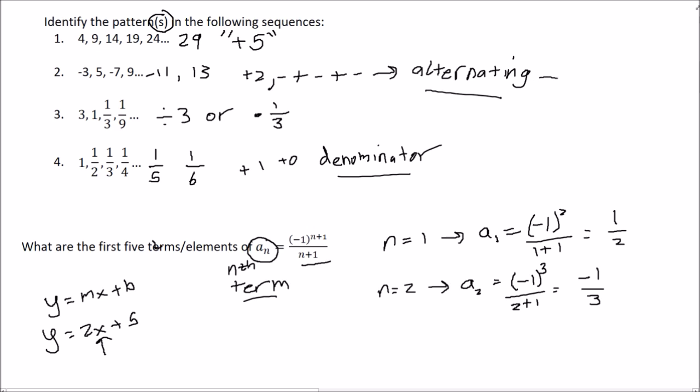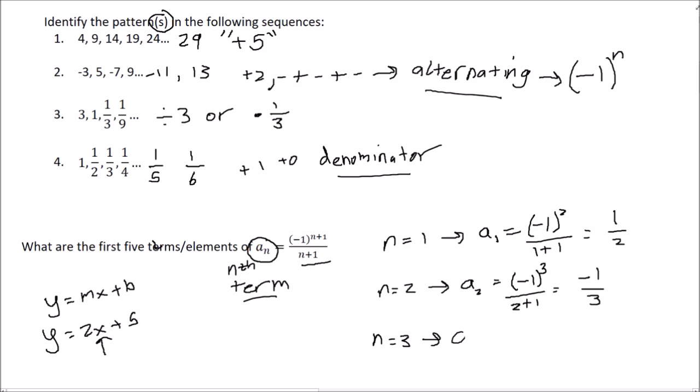So I'm going to make a note up here because pretty soon we're going to have to know how to write the rule when we see a list like this. So it's going to be negative 1 to the something. It could be n, it could be n plus 1, it could be n minus 1, but it's going to be something like that if it's alternating. Okay, let's continue. Okay, n equals 3.